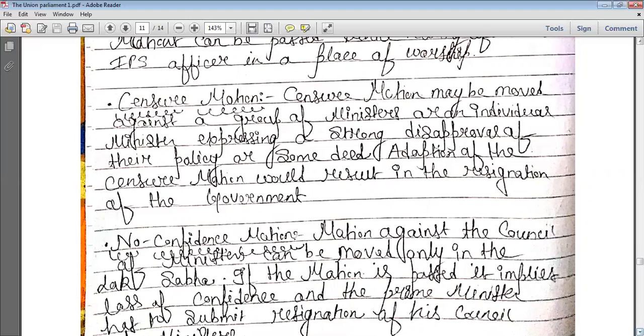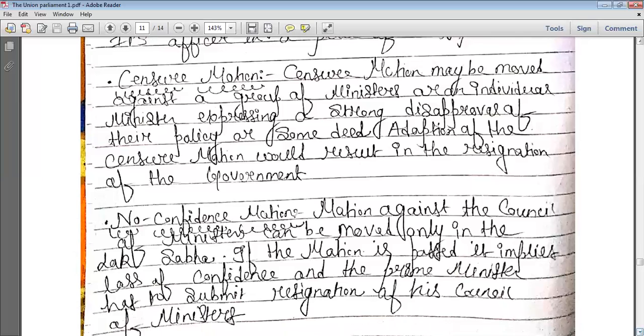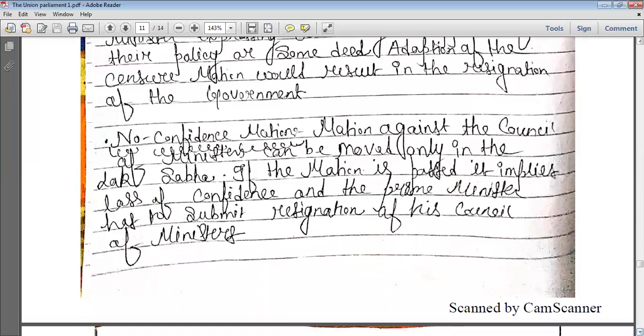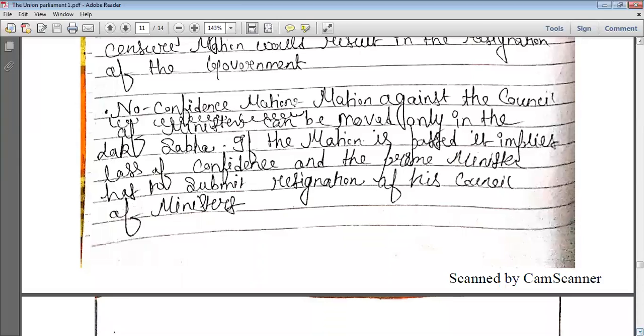And how does it help to run the country? Censure motion expresses the disapproval of the policy of the government. Okay, and that means whenever the government is performing any policy which is not acceptable to the people, then that policy gets withdrawn, and the government also resigns for some days. Next, we would like to discuss no confidence motion. No confidence means lack of confidence.